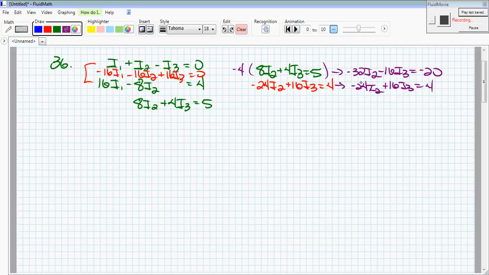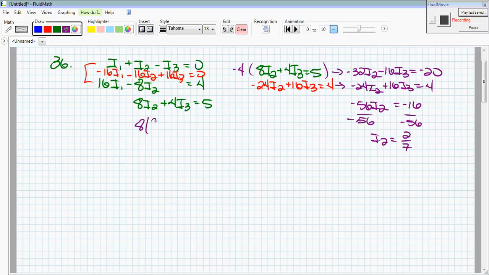Alright, and so when we combine these, we get a negative 56 I sub 2 equals a negative 16. So when we divide by a negative 56, 8 goes in here twice, 8 goes in here 7 times. So what we get is that I sub 2 is equal to 2/7. So we'll just plug that in right here because this is acceptable.